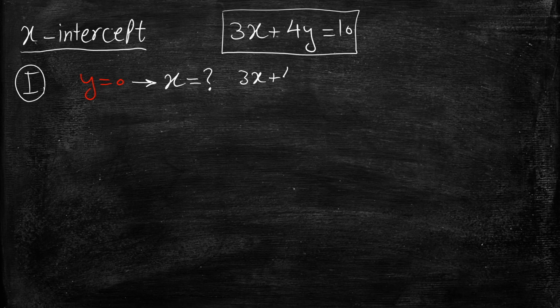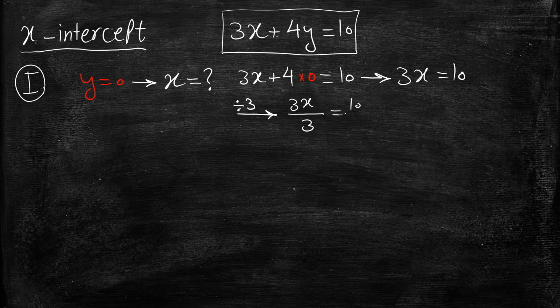So let's do that. 3 times x plus 4 multiplied by 0 equals 10. So I substitute y as 0, and I'm going to solve for x to find the x-intercept. So 4 times 0 is 0. We get 3x equals 10, dividing both sides by 3 to get rid of the 3 that is multiplied by x on the left hand side. So 3x over 3 equals 10 over 3. 3 cancels with 3 on the left hand side. So we get x equals 10 over 3. That is the x-intercept.